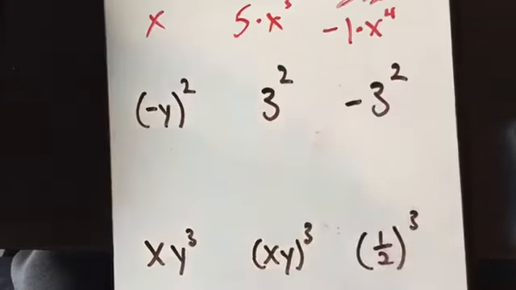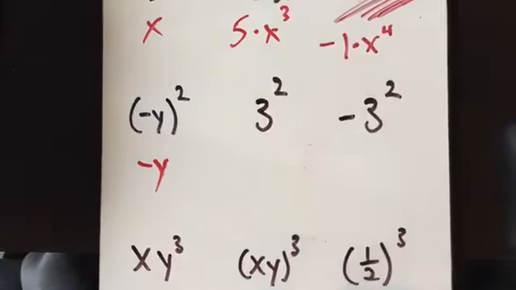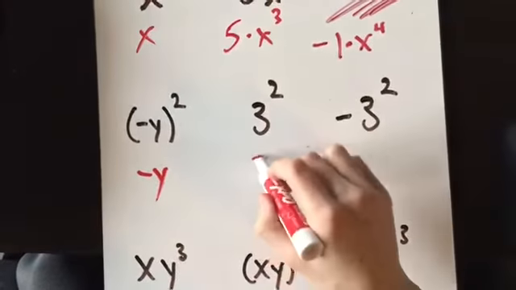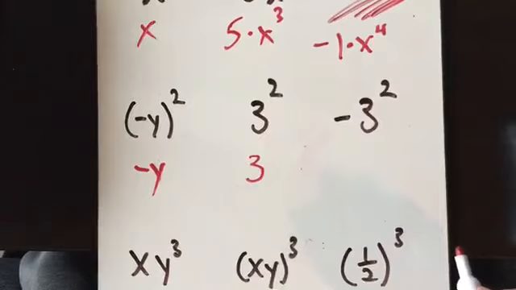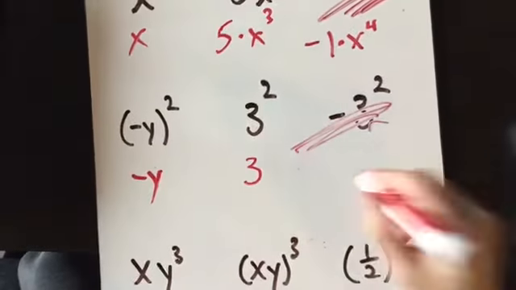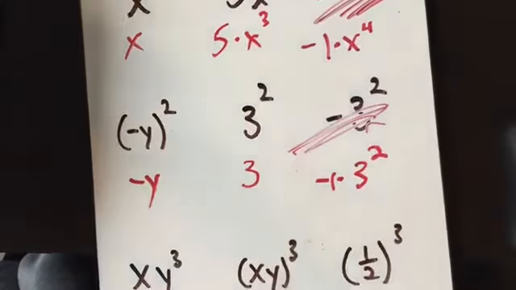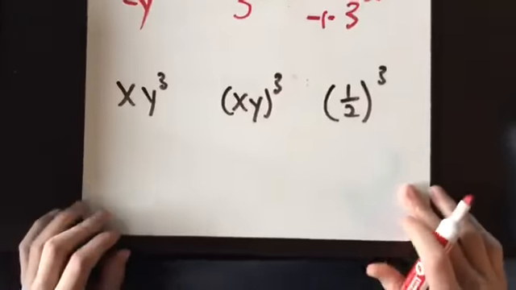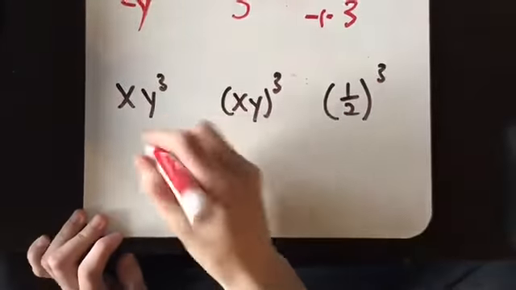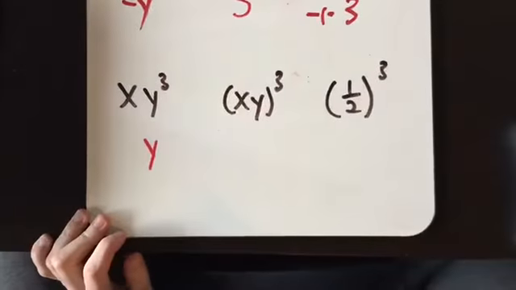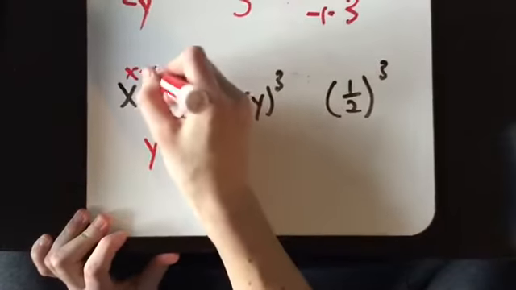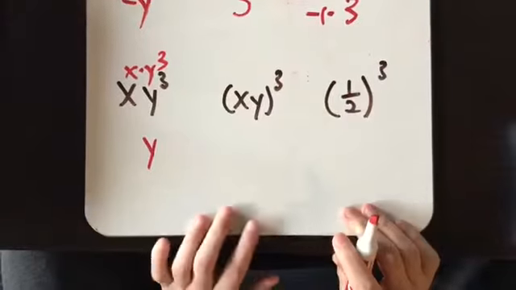(Negative y) to the second, yes, the base is negative y. 3 squared, yes, the base is 3. Negative 3 squared, no, the base is 3. It's negative 1 times 3 squared. The base is 3. Come on, guys. xy to the third. Yes, you guys got that one. Y is the base. That's x times y to the third. The x is a coefficient.